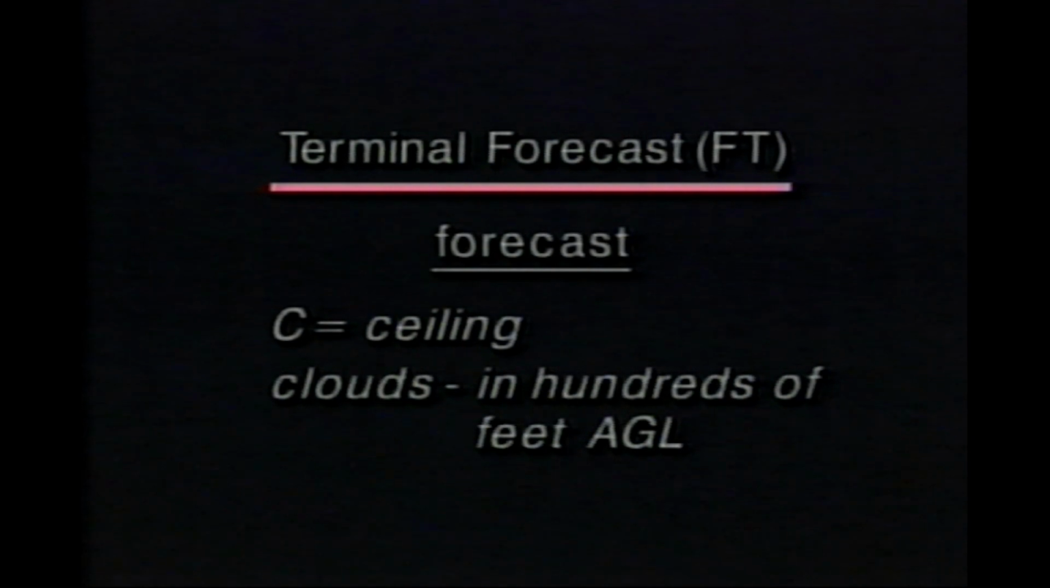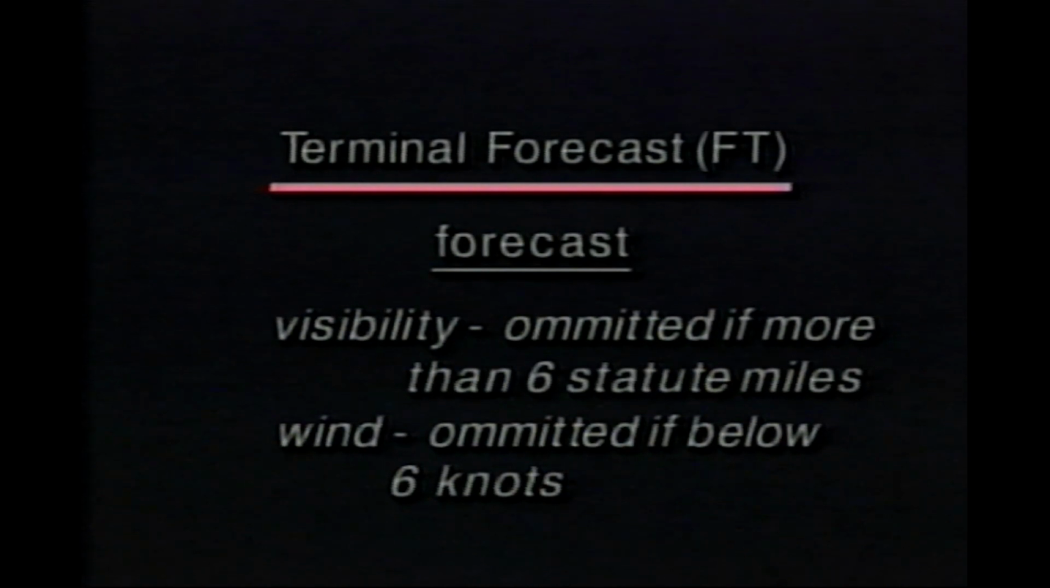In the regular forecast portion, the letter C stands for ceiling. Cloud heights are in hundreds of feet AGL or above ground level. The visibility is omitted if it's forecast to be above 6 statute miles, and the wind is omitted if it's forecast to be below 6 knots.